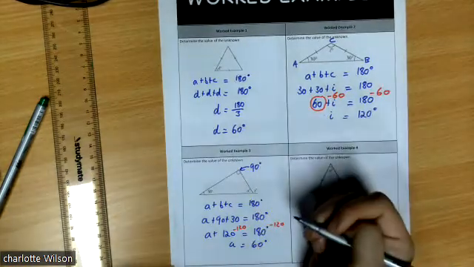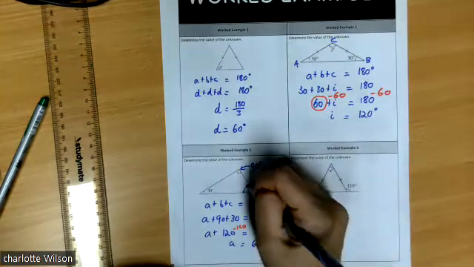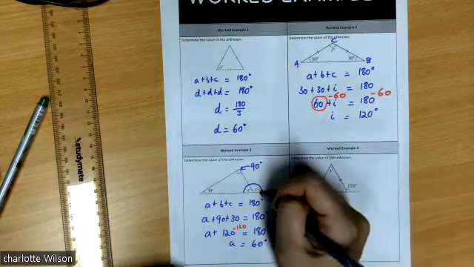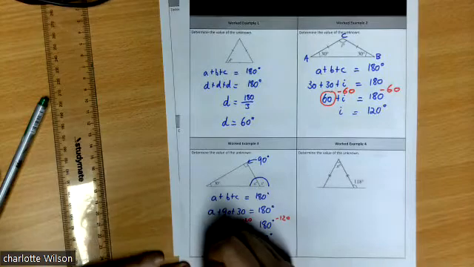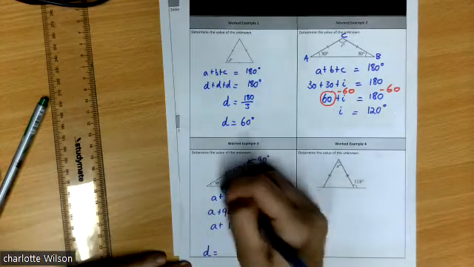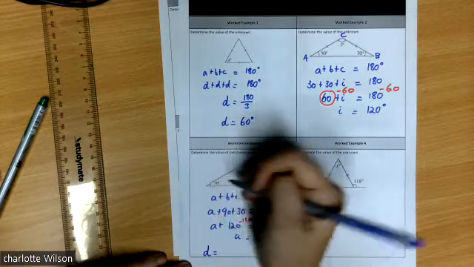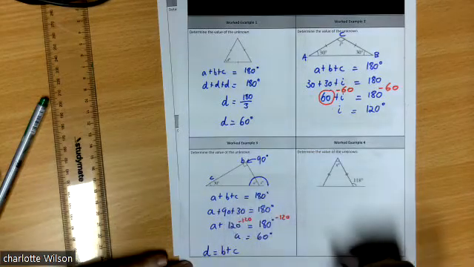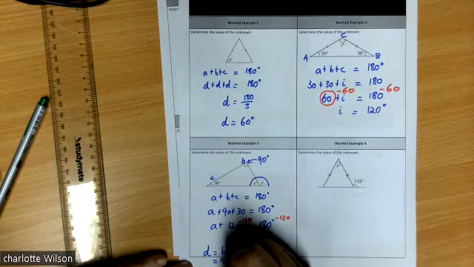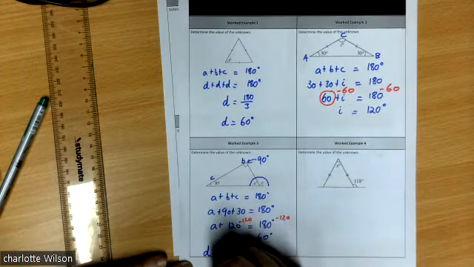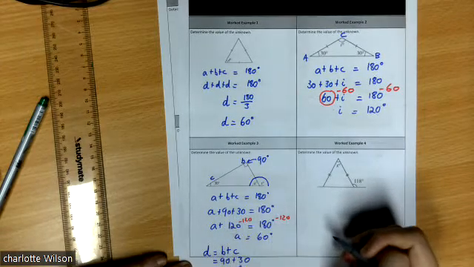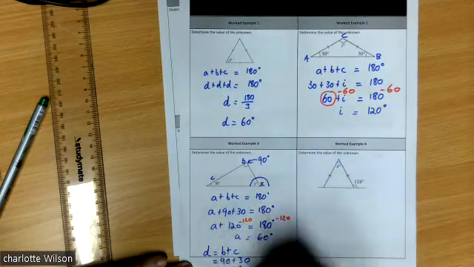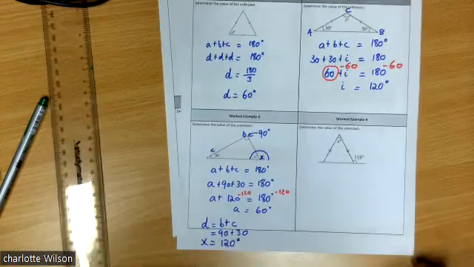Now to find X, we have two methods that we can use. We can use our straight line rule, which tells us that two angles on a straight line add up to 180, or we can use our exterior angle rule, which is that our exterior angle D is equal to the opposite two interior angles. So in this case here, it's angle B and C. So B plus C is equal to angle D. Now B plus C is 90 plus 30. So angle D is 120 degrees, which is labeled with letter X here. So we would rename that and say that X is equal to 120 degrees.